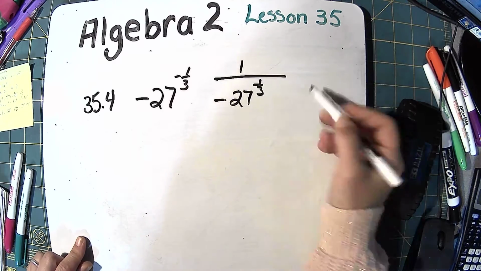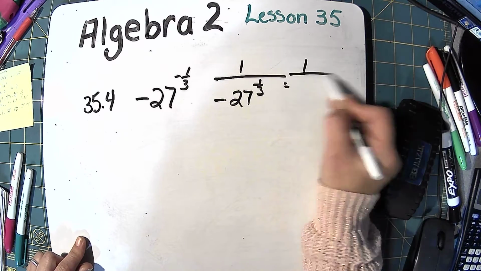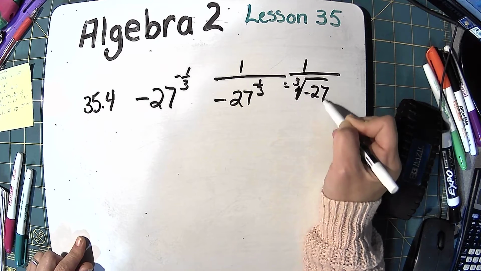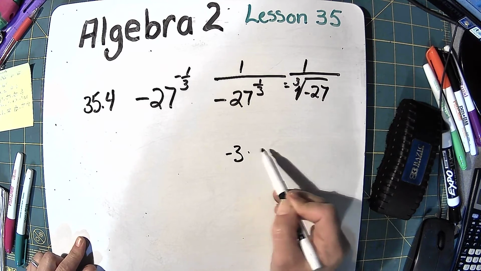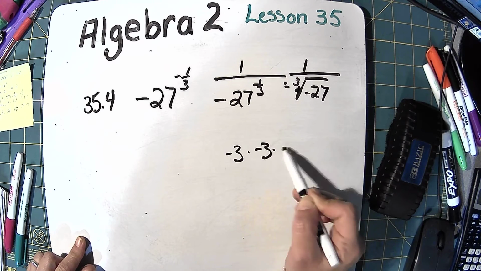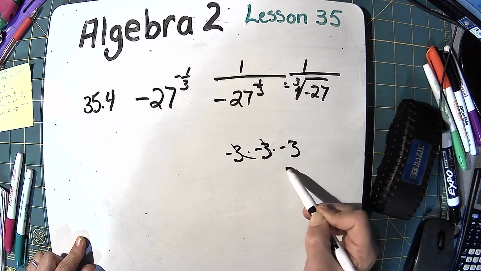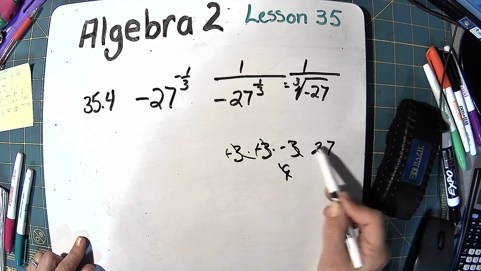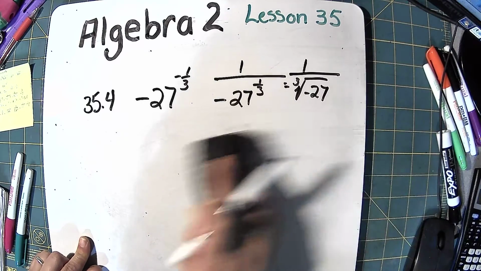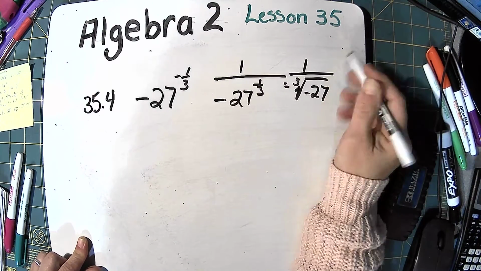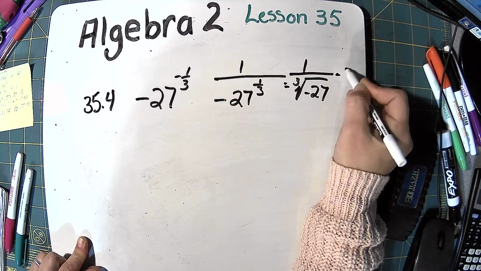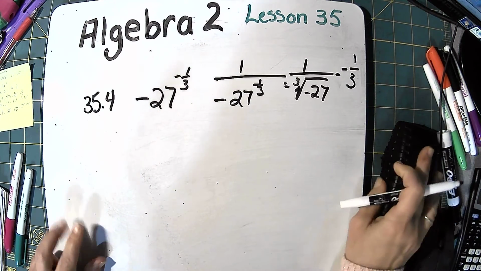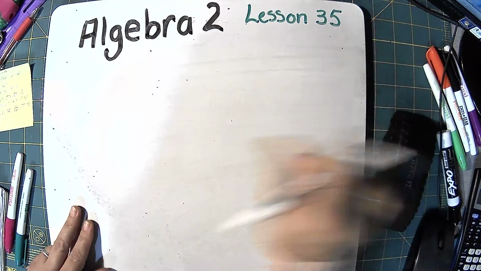Okay, so that means the third root of -27, which would be -3 times -3 times -3. 3 times 3 is 9. 9 times 3 is 27. And it would be -27. So that equals -1/3.